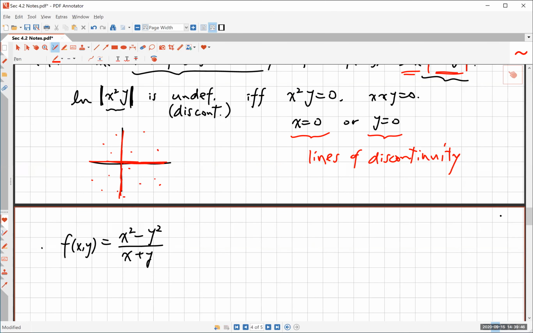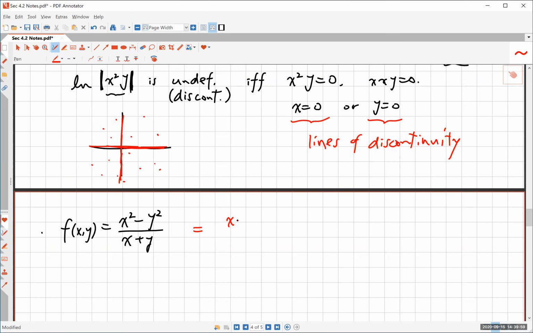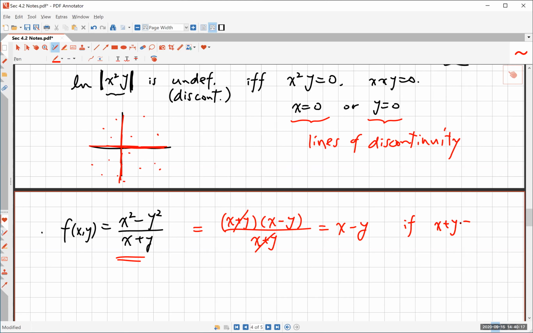All right, so what am I supposed to do with this one here? The same thing, find the line of discontinuity. What you are assuming here is that x and y could be anything, or can it be anything? Again, rewrite this as (x plus y)(x minus y) all over x plus y. You can cancel, and you understand that this function f is exactly the same function as x minus y, as long as x plus y is non-zero. Okay, so this means y cannot be equal to negative x.